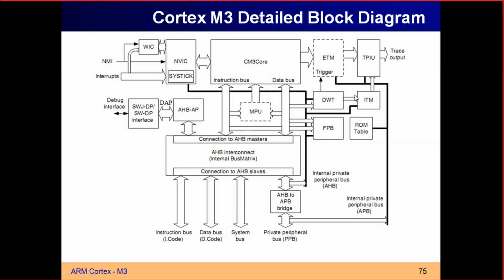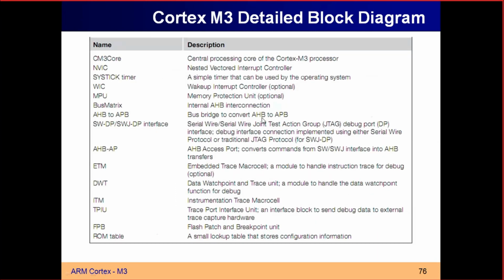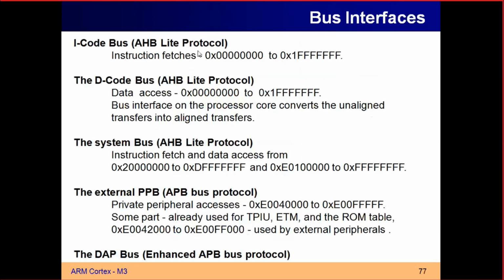Then all the peripherals, a brief introduction I think we have given. So these are the expansions of all these things that I have told now. Then go through that. And these are the I-Code, D-Code, system bus, external private peripheral bus, and debug access port bus.